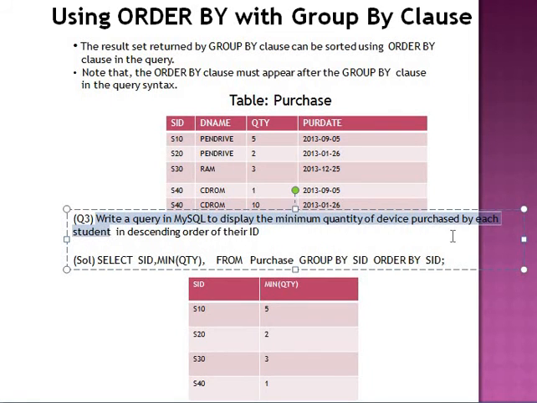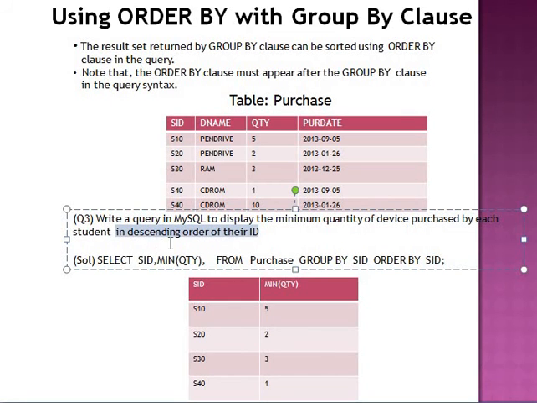Now this is only the first part of the question. The output or the result set that I have shown you is only for the first part of the question, that displays the minimum quantity of devices purchased by each student. For each of the students bearing the SID entry as S10, S20, S30 and S40, the minimum quantity of devices purchased has been calculated.